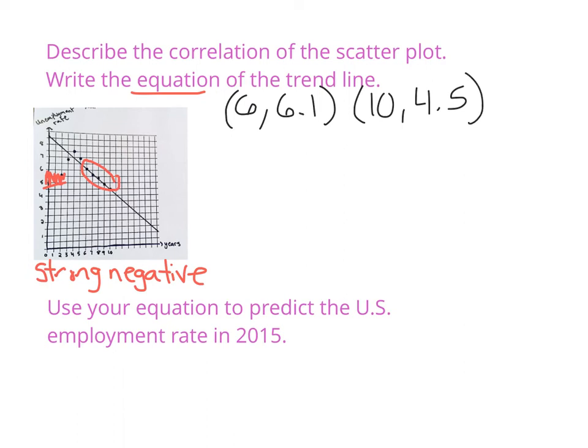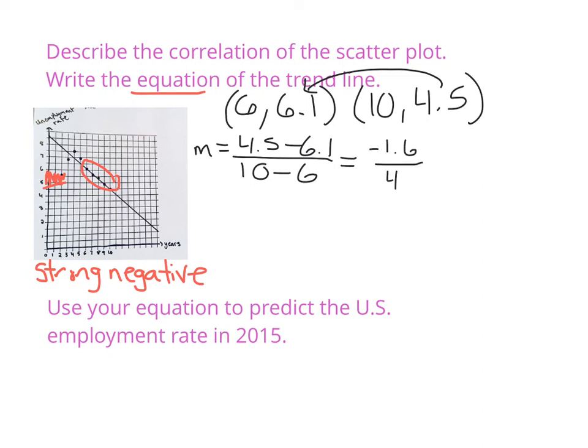So first step when we have our 2 points is we need to find the slope between those 2 points. So 4.5 minus 6.1 over 10 minus 6. So we should get negative 1.6 over 4, and then divide, and we'll have negative 0.4. So that is the slope of my line. Notice it's negative, which makes sense because I have a decreasing line.